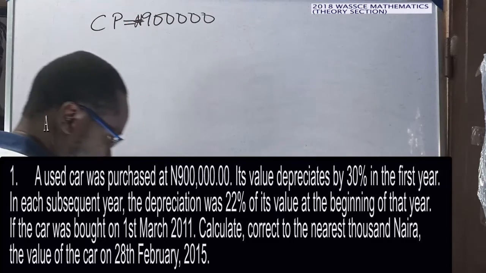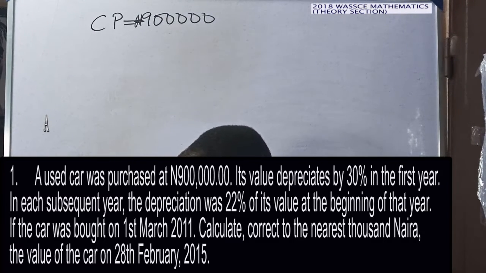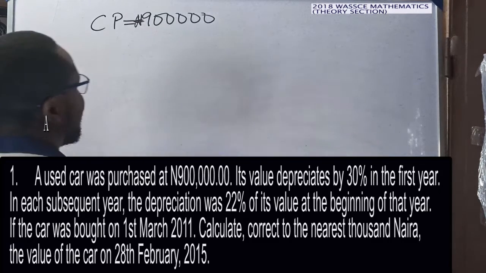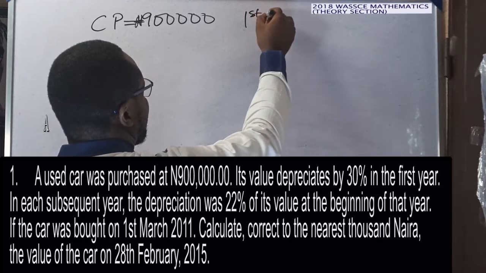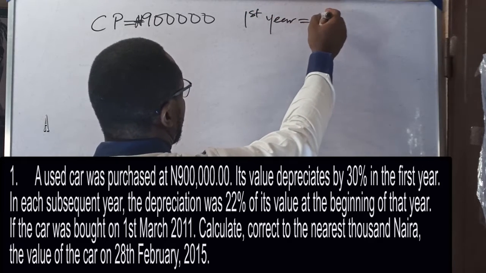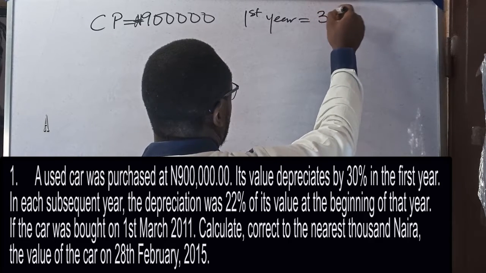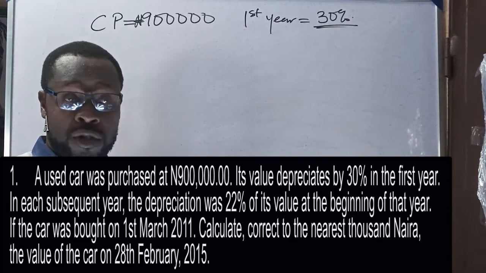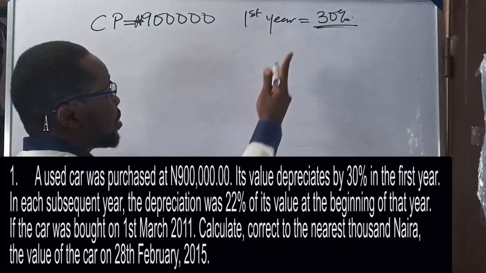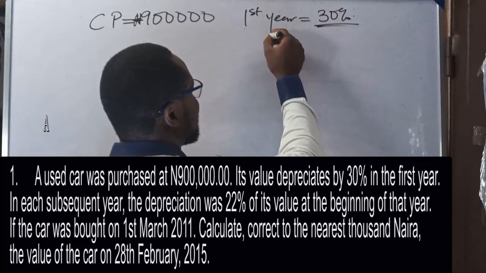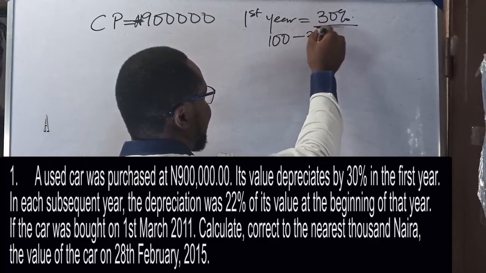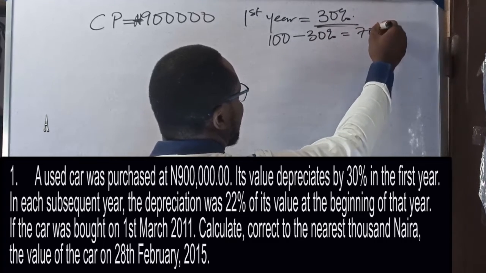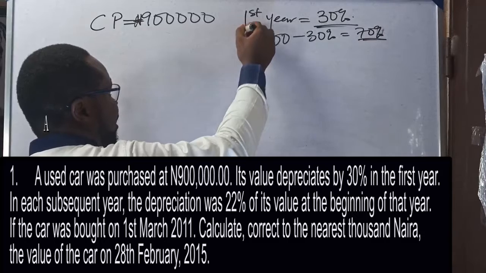That's done now. Its value depreciates by 30% in the first year. So we can simply say first year, a reduction in value, which is what they call depreciation, by 30%. And don't forget that the original percent is what? 100. So if something depreciates by 30%, that means 100 minus 30 will give us the remaining value at the end of that year, which will be what? 70%. That's for the first year.